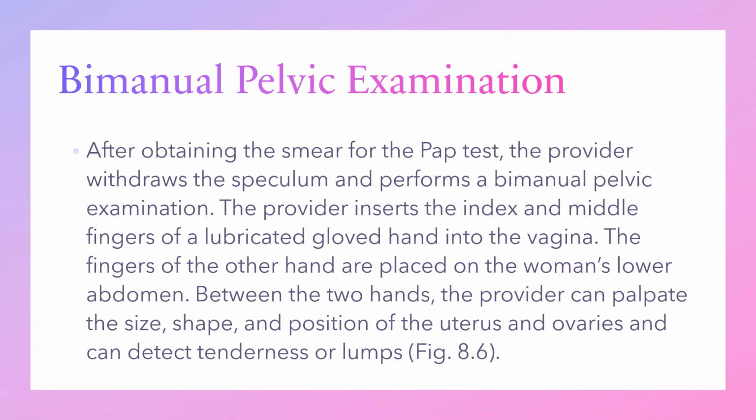Next up, we have bimanual pelvic examination. After obtaining the smear for the pap test, the provider withdraws the speculum and they perform a bimanual pelvic examination. The provider inserts the index and middle fingers of a lubricated gloved hand into the vagina, and the fingers of the other hand are placed on the woman's lower abdomen.